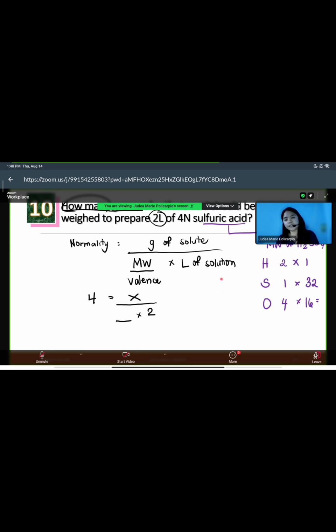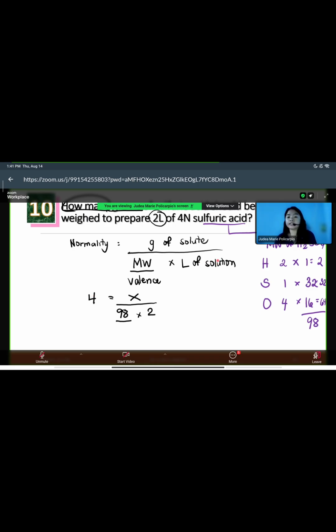Okay, tapos multiply lang naman natin sila. 2 times 1 would give us 2. 1 times 32 would give us 32. And then syempre 4 times 16 would give us 64. Ito total lang naman natin sila, no? So we have 32 plus 2 plus 64. That would give us a total of 98. So therefore, ano daw palang molecular weight ng sulfuric acid natin? Sulfuric acid no will have a molecular weight of 98. Okay, so 98.